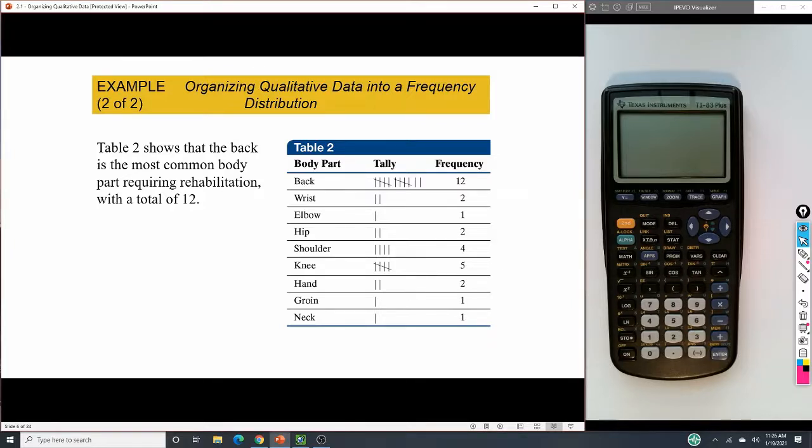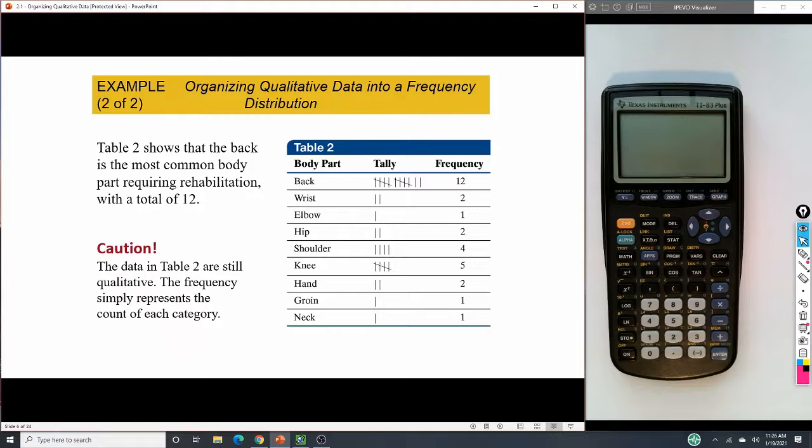Okay, and so if we go back and look, we would see that we had 12 back issues, 2 wrist, 1 elbow, and so forth, all the way down through those. Okay, and so that gives us a distribution, a frequency distribution of these items.